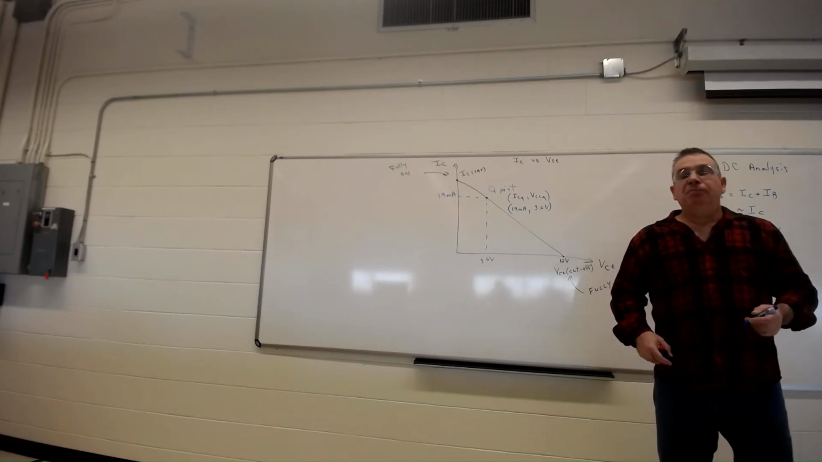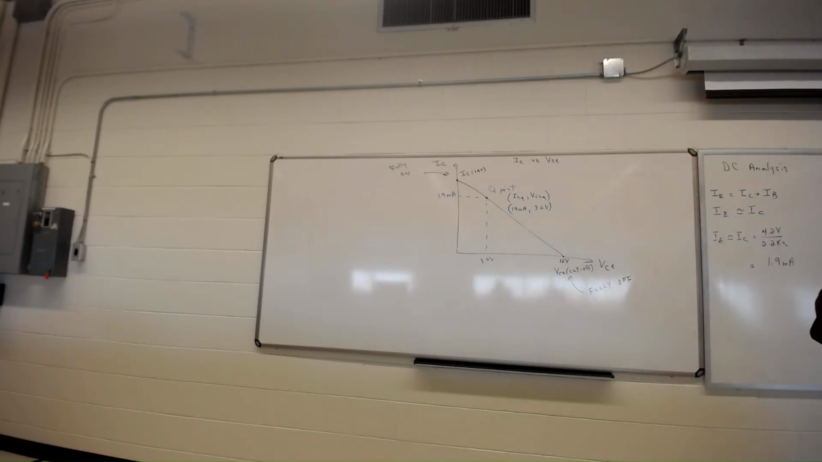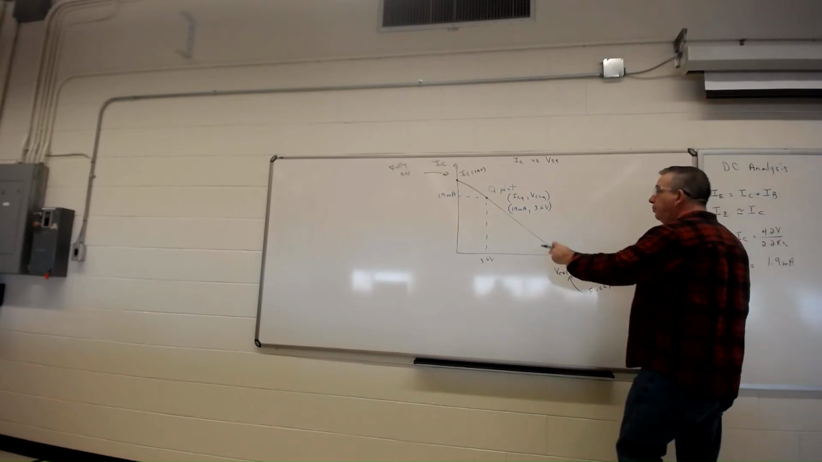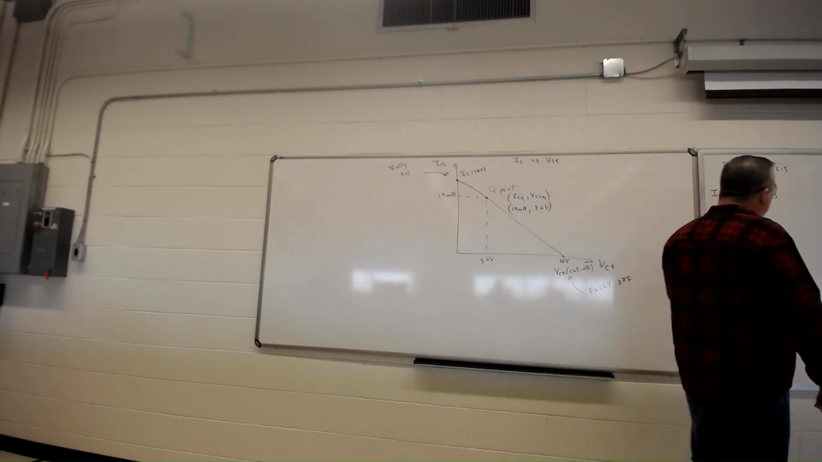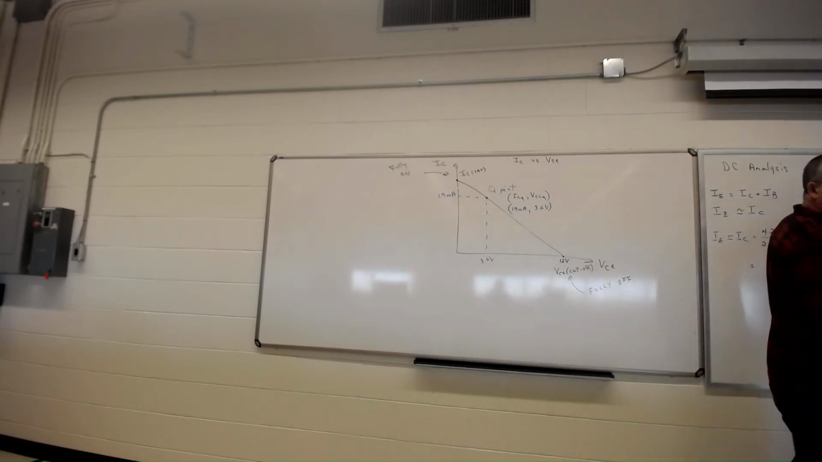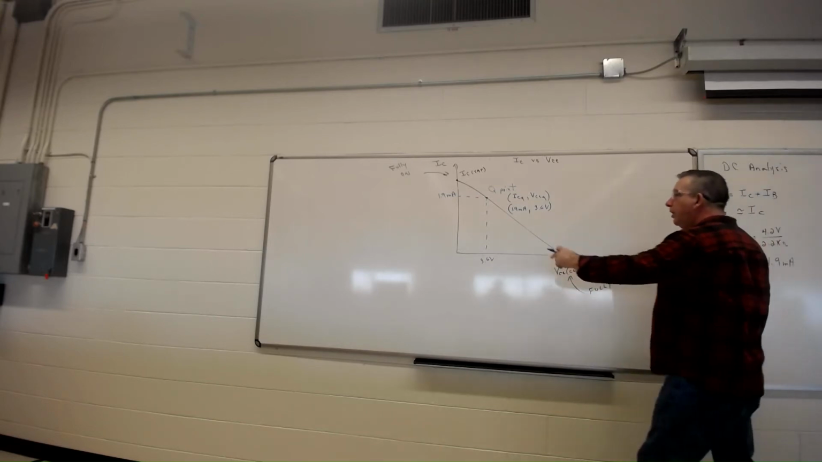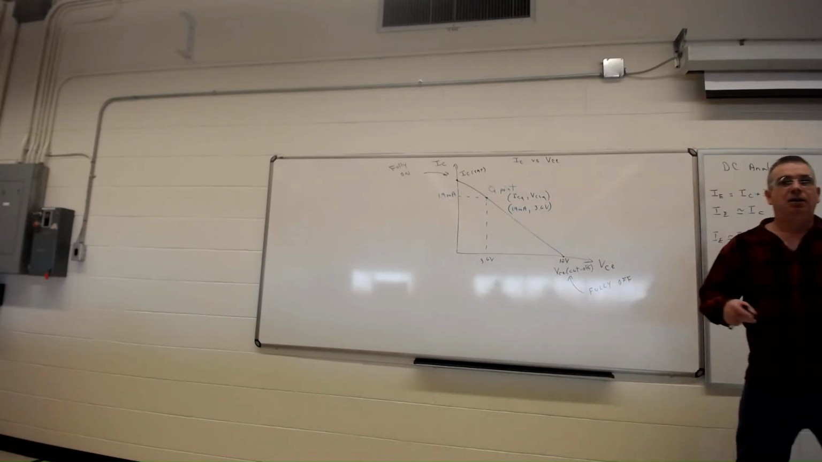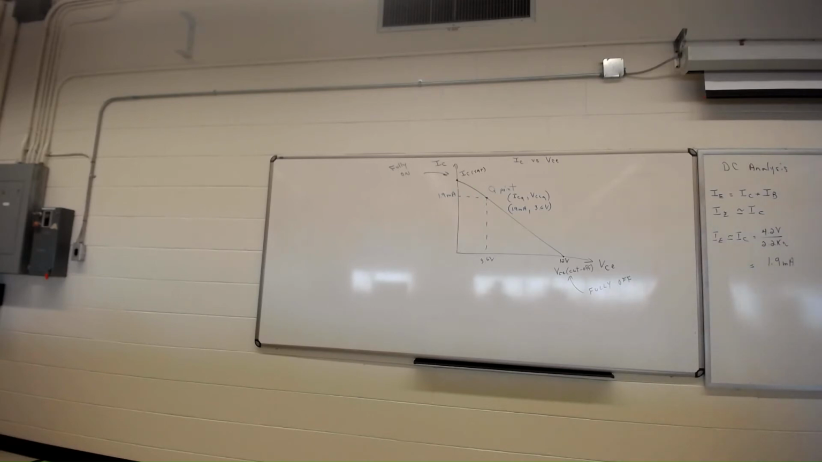Okay? So if we wanted to adjust our Q point and put it more into the center, all we have to do is play around with the biasing resistors, and we could actually tweak these, make one a little higher, a little lower, and we could move the Q point closer to the center, which would be ideal. And you're going to see why tomorrow when we build the circuit. Okay?